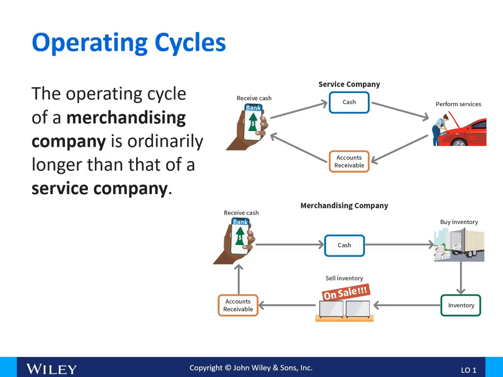Under a merchandising company, we have cash. We're going to buy inventory that gets shipped to our location. We're going to hold that inventory. We're going to try and sell that inventory. Once we sell that, we have accounts receivable, assuming that we sell on credit. And then in the future, we'll receive that cash from customers. So it's a little bit longer because we have this inventory and then holding that inventory and trying to sell it. So the operating cycle is a little bit longer.